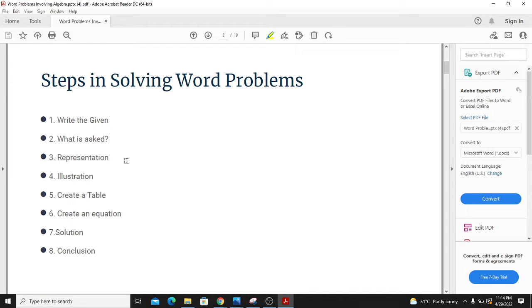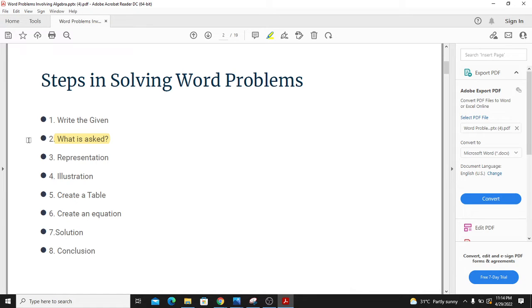So, in solving word problems, we do have steps that we need to follow. I mean, not necessarily all the steps, but this will serve as our guide in teaching our students. And at the same time, this is our guide so that we can come up with a solution and a conclusion. So, first, we need to determine or write the given. Of course, in every problem, these are the givens that we can use to have a solution. And then we also have what is asked in the problem. We need to determine that.